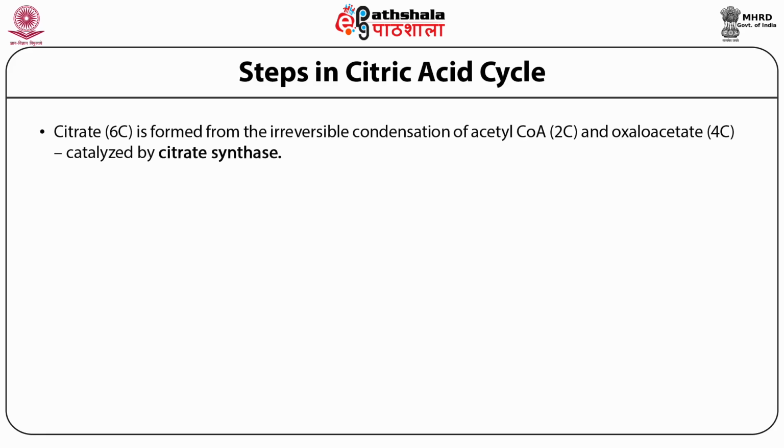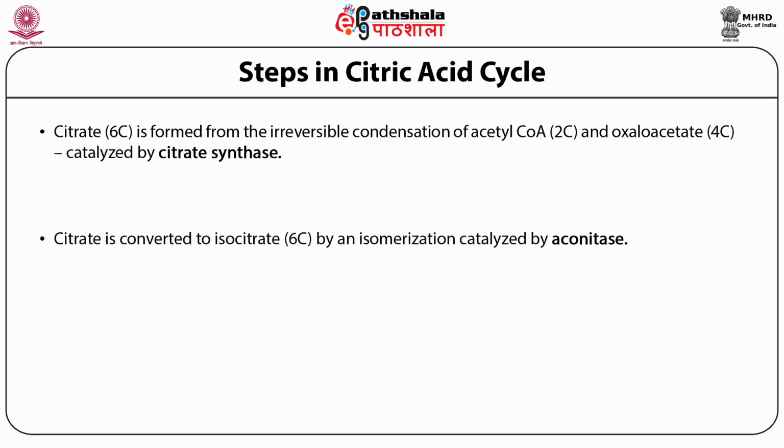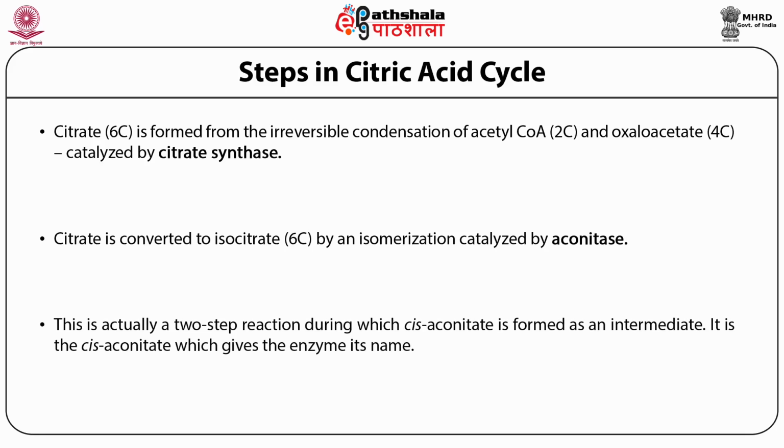Citrate is formed from the irreversible condensation of acetyl coenzyme A and oxaloacetate, which is catalyzed by citrate synthase. Citrate is converted to isocitrate by an isomerization reaction catalyzed by aconitase. This is actually a two-step reaction during which cis-aconitate is formed as an intermediate. It is the cis-aconitate which gives the enzyme its name.